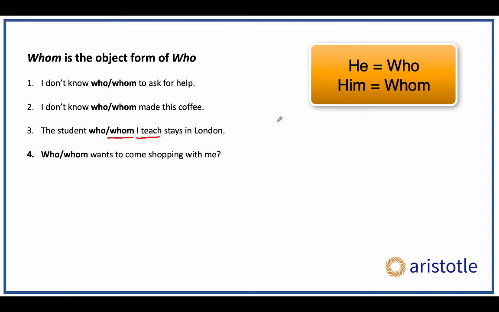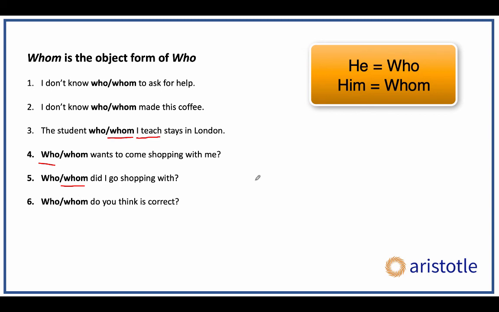Here's another one. Who or whom wants to come shopping with me? The ear itself will tell you that whom sounds terrible, but if you answer it, he wants to come shopping with me, not him. So who was correct, and that he and him logic still works. It will always work. Here's another one. Who or whom did I go shopping with? So the answer will be I went shopping with him, not with he. So now the question is whom, right?